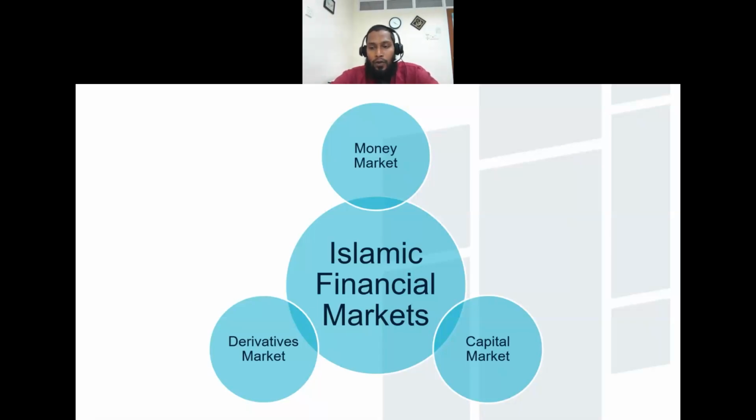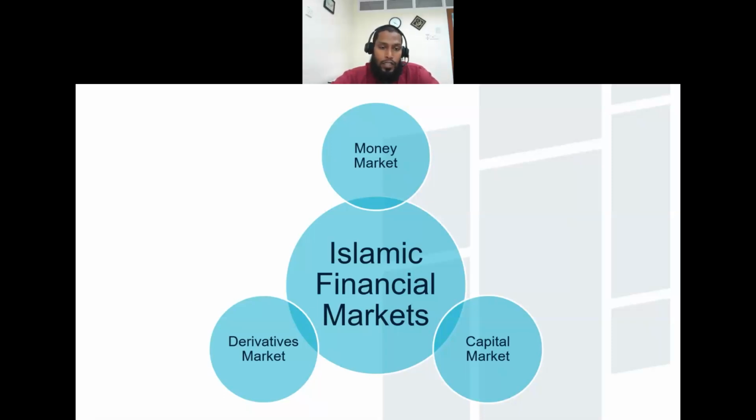Islamic financial markets can broadly be divided into three. The money market is where short-term instruments are traded, usually less than 1 year. And then the Islamic capital market. The capital market is where long-term financial instruments are traded, usually shares, sukuk, as well as some other equity-based instruments like ETFs.